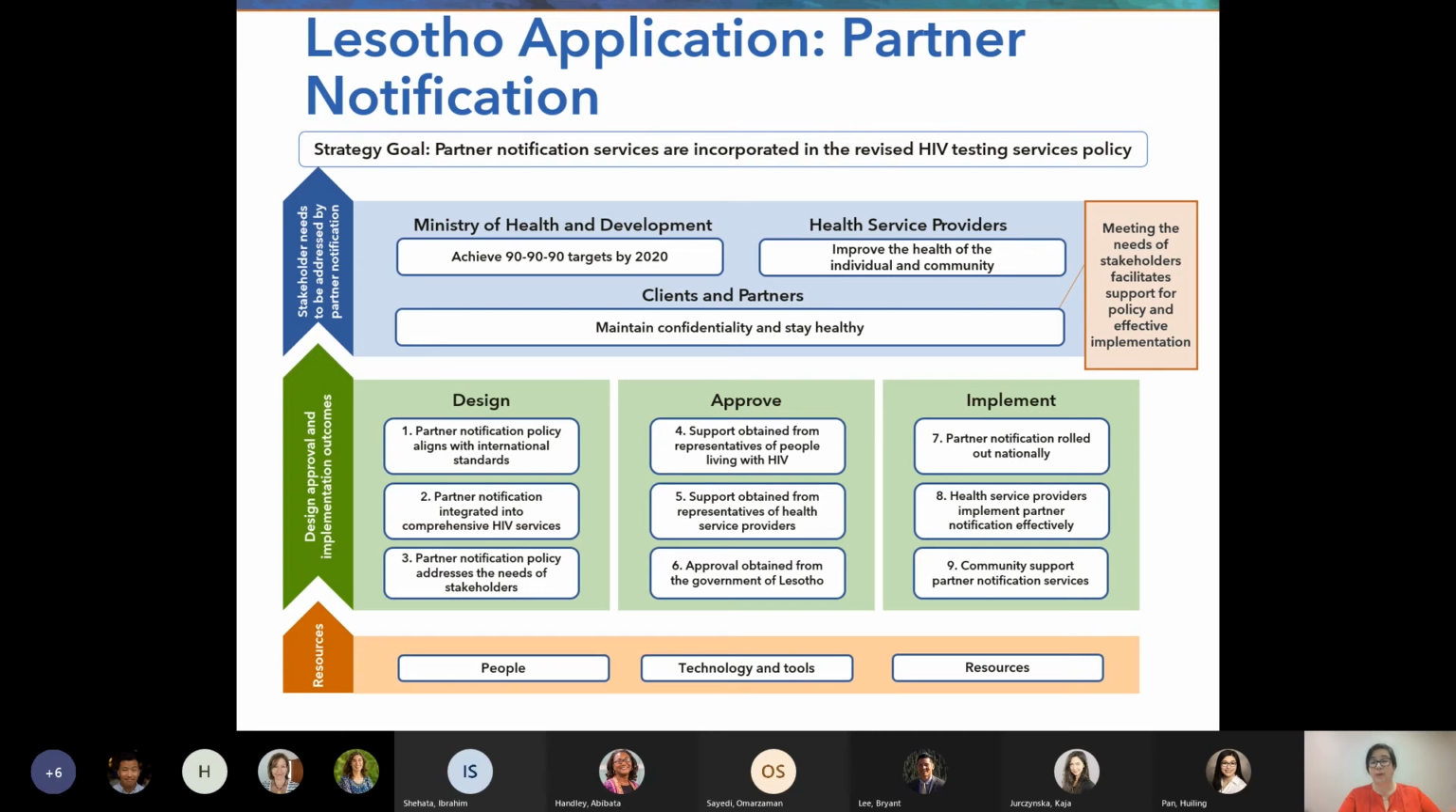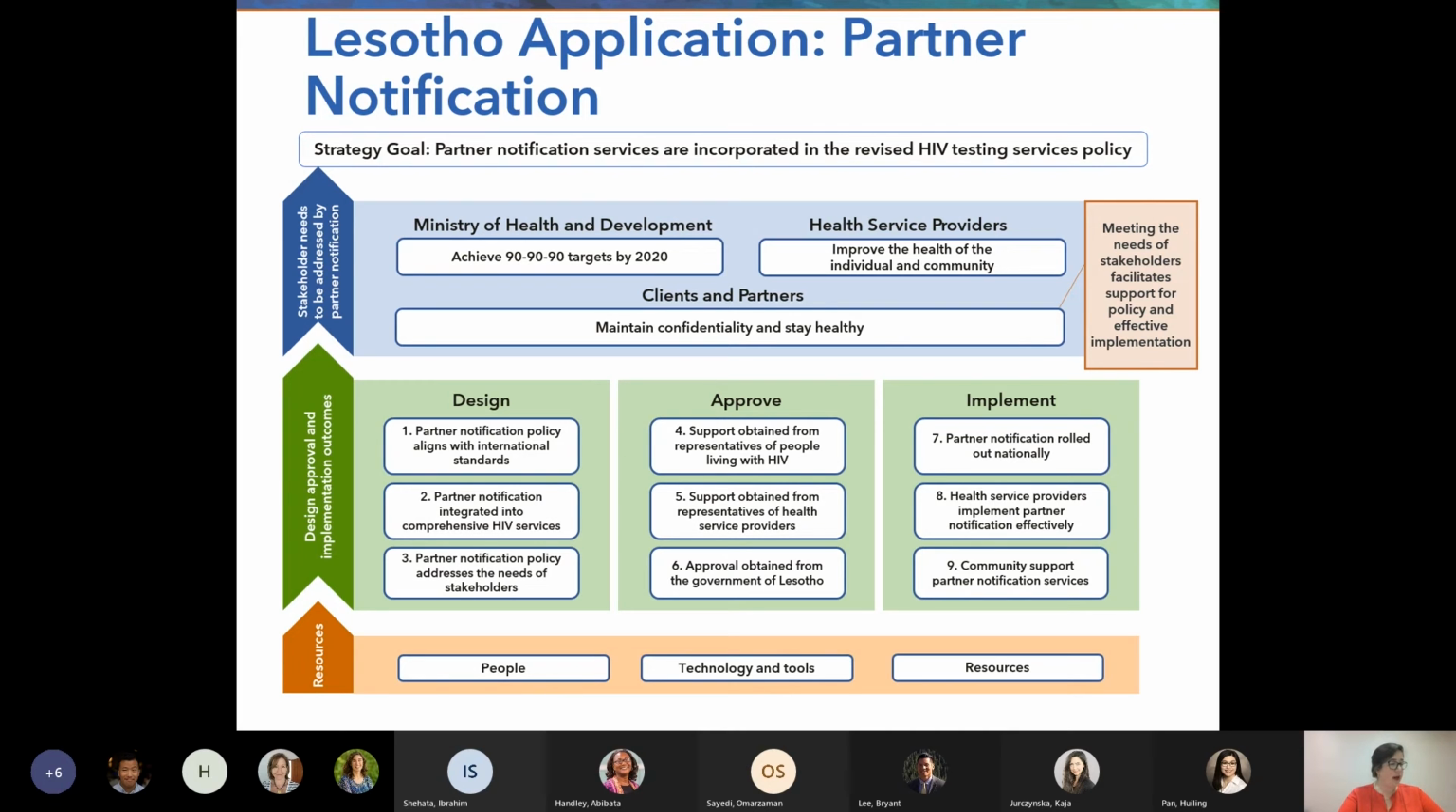They noted that there was a window of opportunity, that the partner notification and HTS policy was coming up to be revisited and revised. This opportunity was presenting itself, and it was a good chance to advocate for the addition of partner notification strategies to be included in the next HIV testing policy.